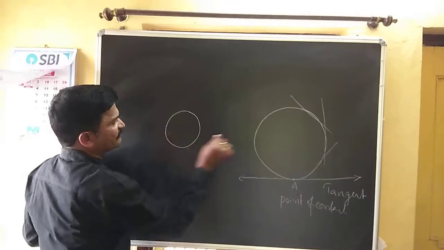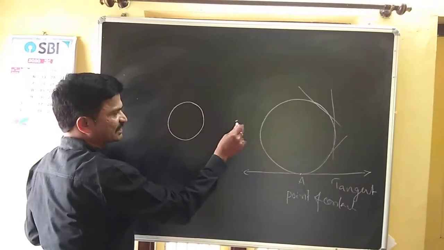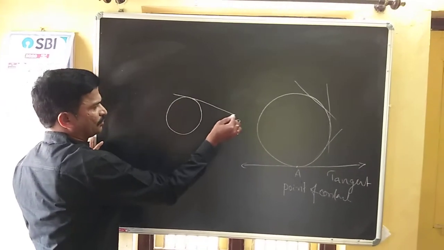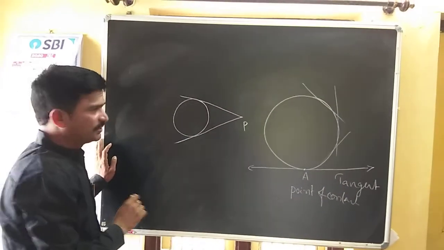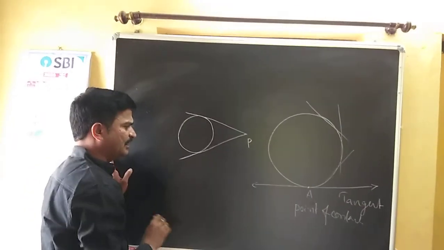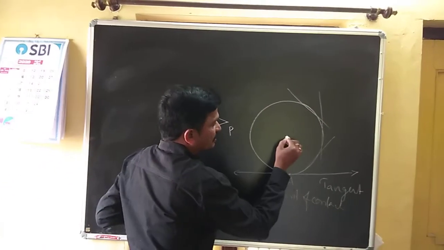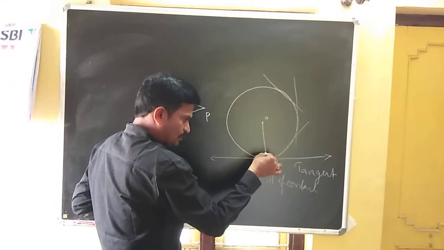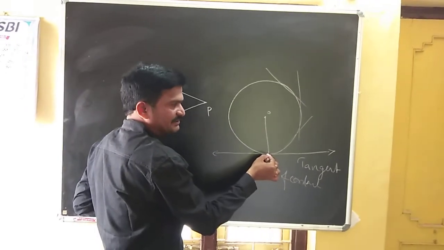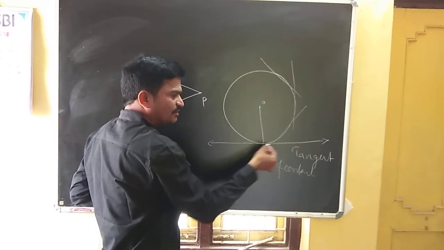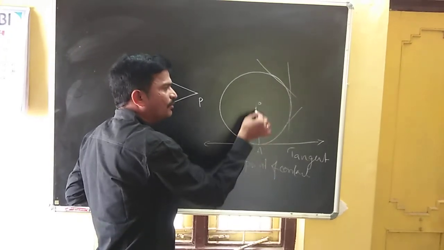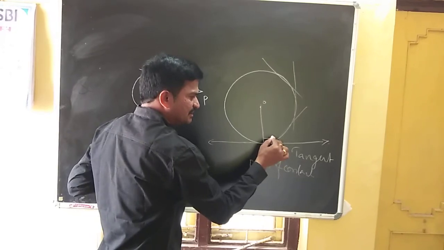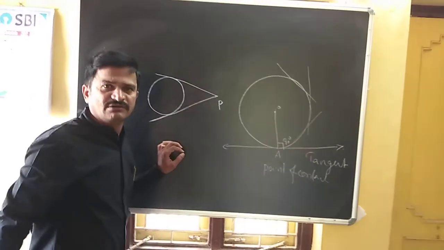For any circle, if you mark one point P which is exterior to the circle, from this point how many tangents can we draw? We can draw 2 tangents. And if you draw one radius from the center to the point of contact, this is the radius OA drawn to the point of contact A. Now the angle between the tangent and this radius is 90 degrees. That also we have learned.